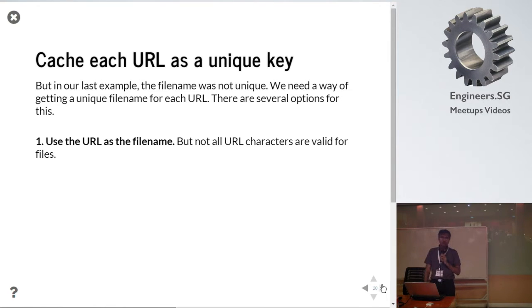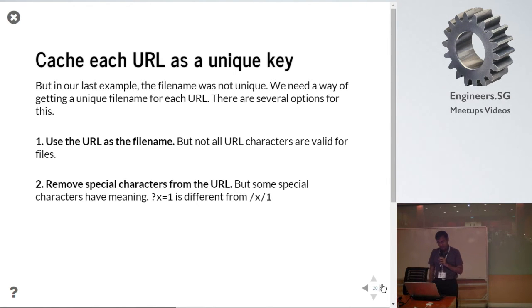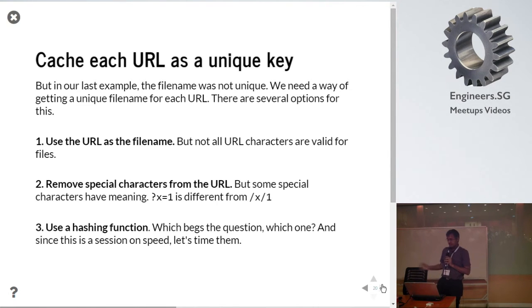But sometimes you want to store the paths themselves, and the paths are not always amenable to your file system. So some of them have colons and stuff like that. So you could say, I will just remove the special characters from the URL. Unfortunately, that may mean that you would be caching different URLs into the same file name. So if I had query x equals 1, that's different from slash x slash 1, and they would be mapping to the same file. So instead, you could go for the next best option, which is a hashing function.